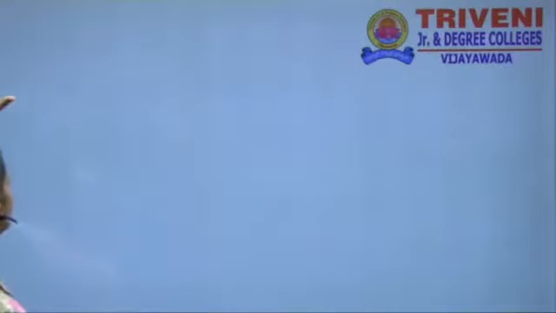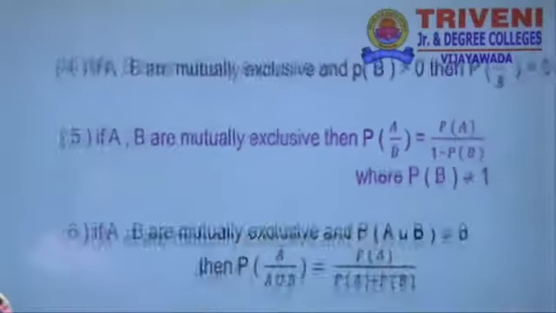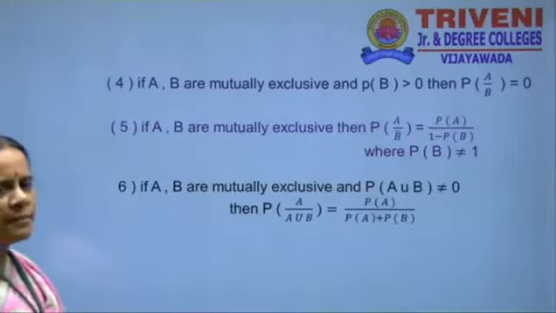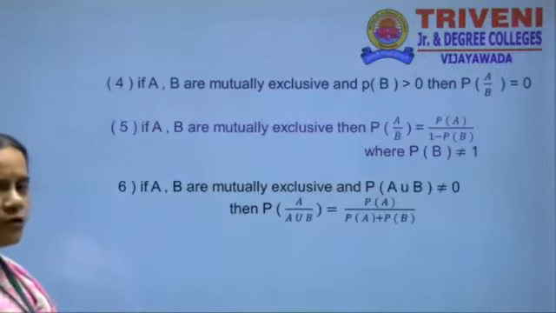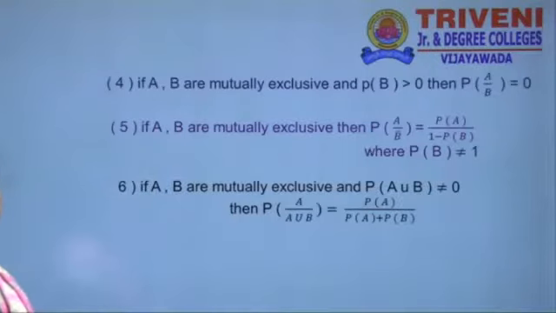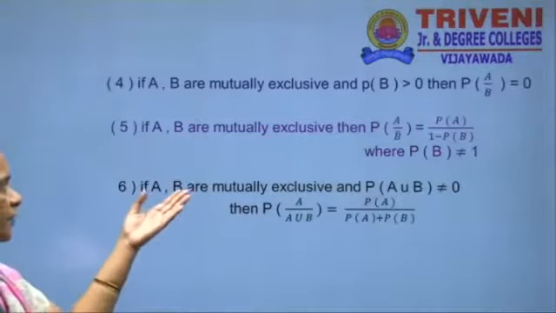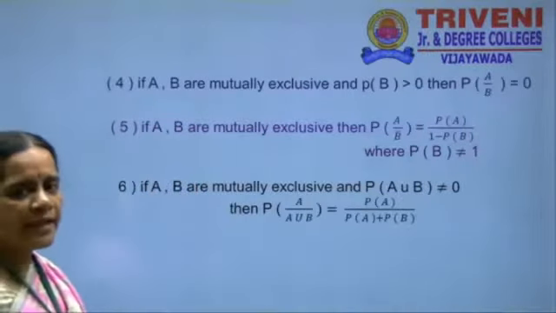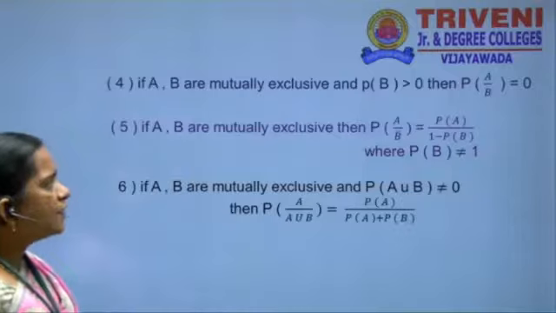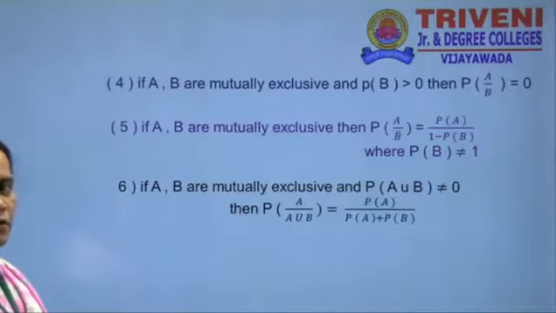The fourth one is: A, B are mutually exclusive events. What is mutually exclusive here? A intersection B is equal to phi. Then it is given that P of B is greater than 0. Then we have to prove that P of A by B is equal to 0.